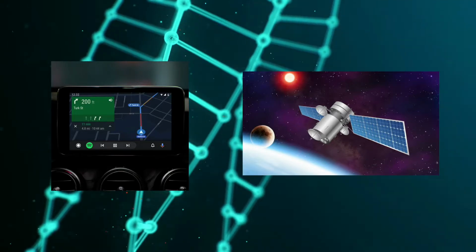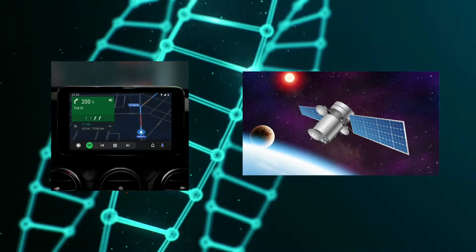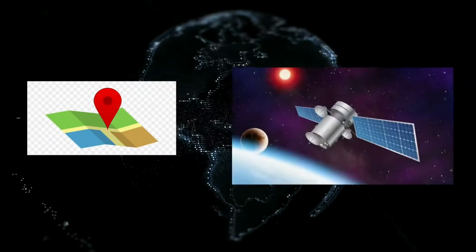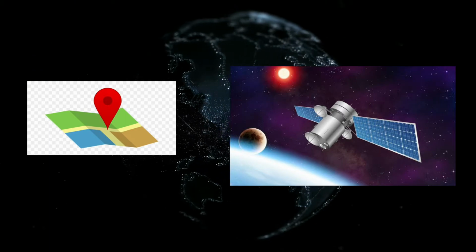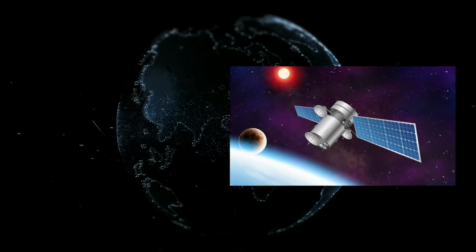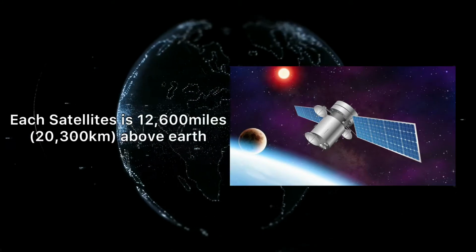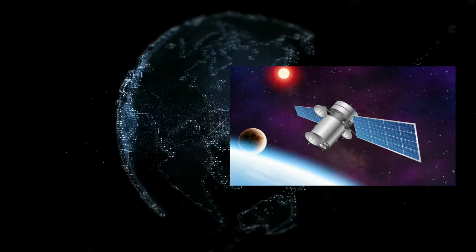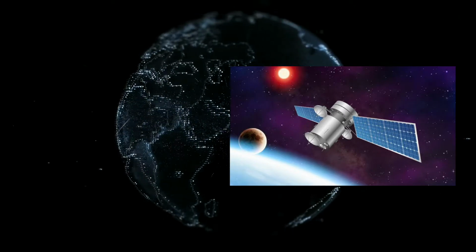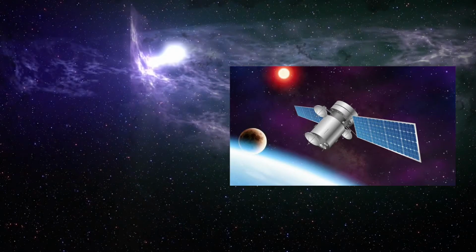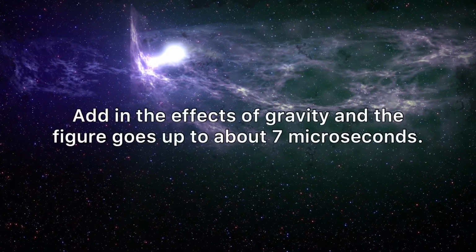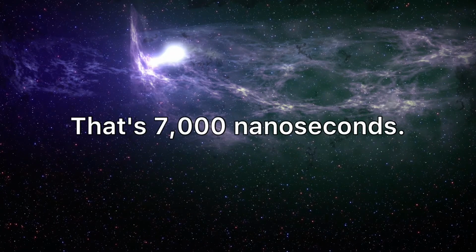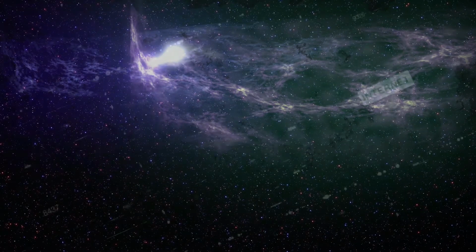These stations are all experiencing higher acceleration due to gravity than the satellites in orbit. To get that pinpoint accuracy, the satellites use clocks that are accurate to a few billionths of a second. Since each satellite is 12,600 miles above Earth and moves at about 6,000 miles per hour, there is relativistic time dilation that tacks on about 4 microseconds each day, and with the effects of gravity, the figure goes up to about 7 microseconds. That's about 7,000 nanoseconds. The difference is real.